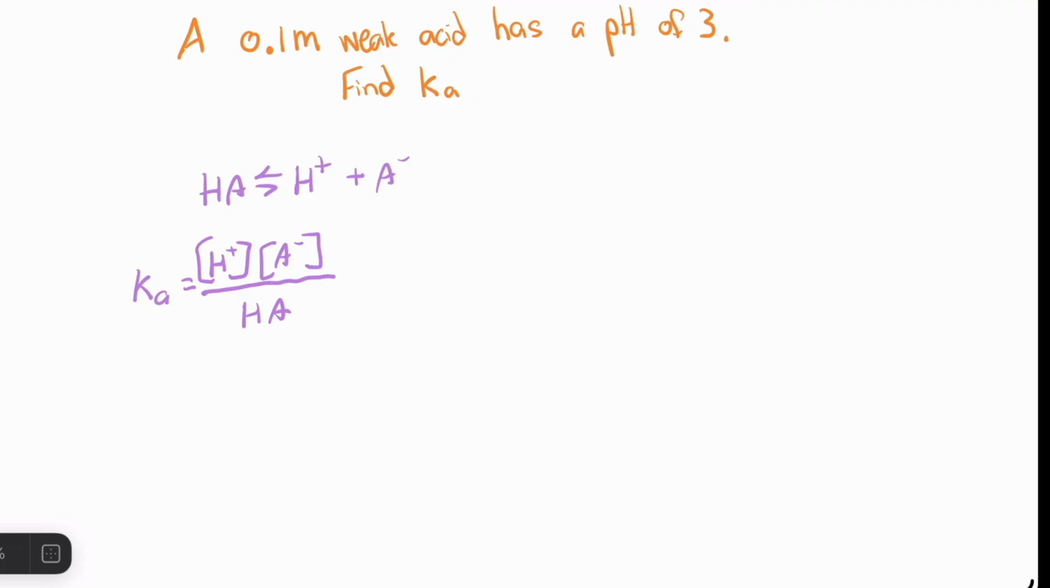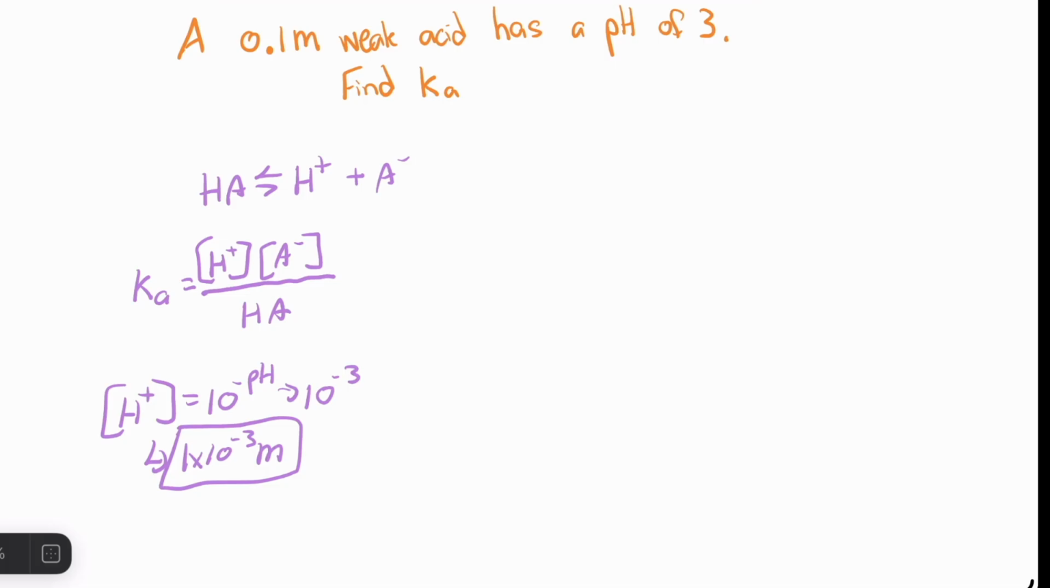is going to be our H plus concentration multiplied by our A minus concentration divided by our initial complete acid concentration. So if we are given pH, the first variable that we can solve for is going to be our H plus concentration. We know that H plus is equal to 10 to the negative pH. So in this case, it'll be 10 to the negative third. That gives us an H plus concentration of 1 times 10 to the negative third molar.